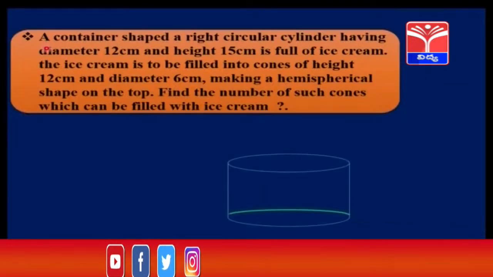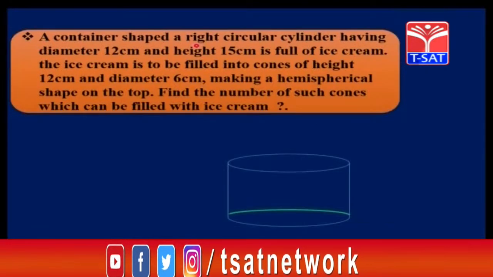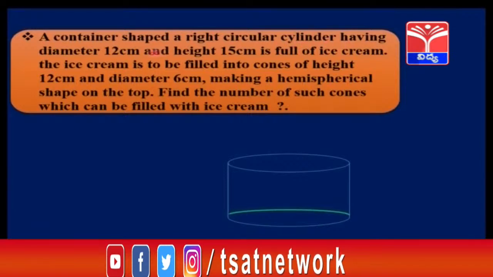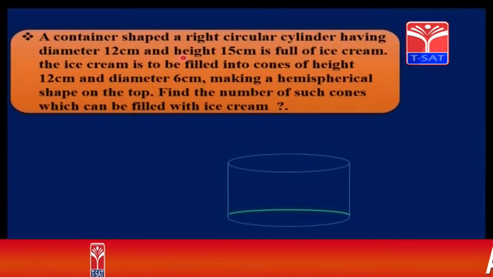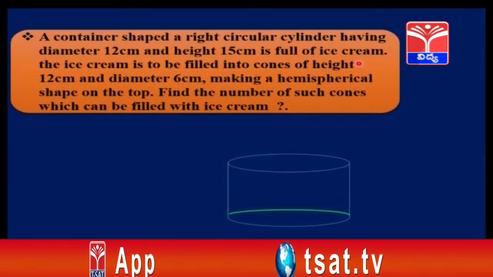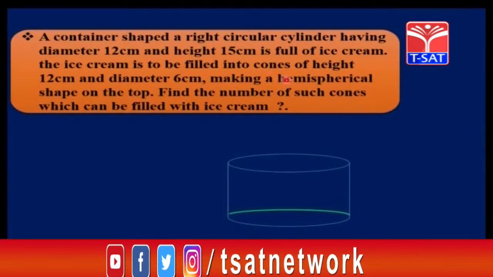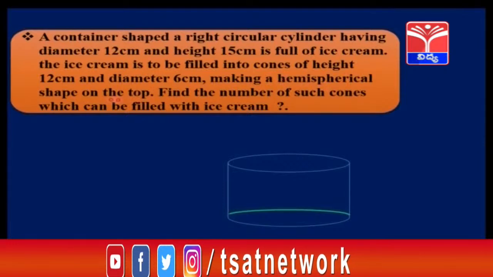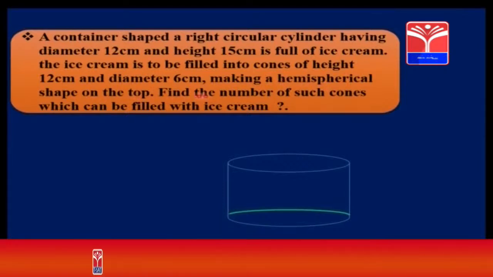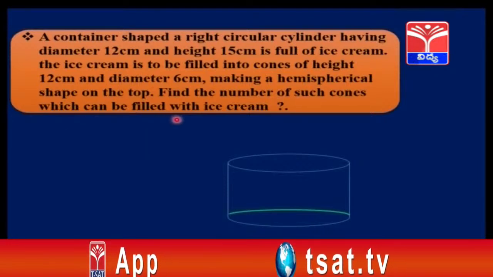Now children, see one more question. A container shaped like a right circular cylinder having a diameter of 12 centimeter and a height of 15 centimeter is full of ice cream. The ice cream is to be filled into cones of height 12 centimeter and diameter 6 centimeter, making a hemispherical shape on the top. Find out the number of such cones which can be filled with the ice cream.